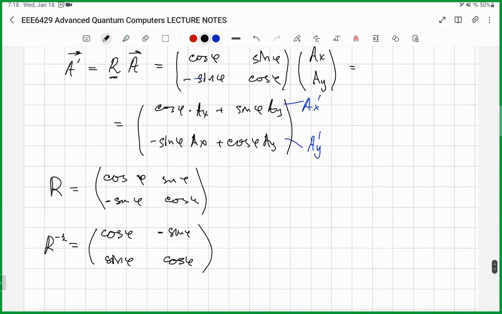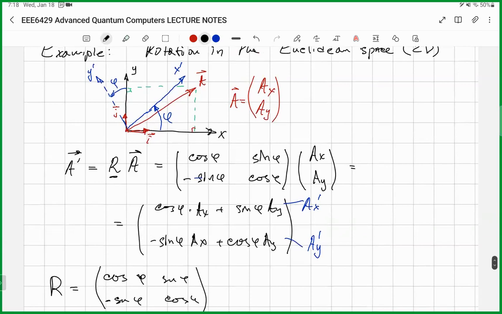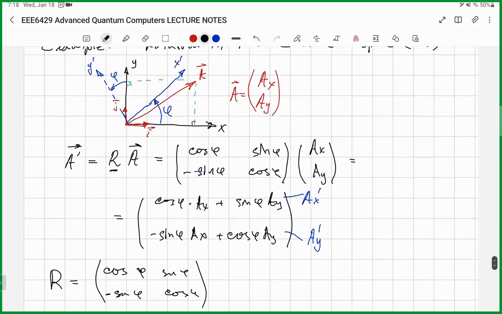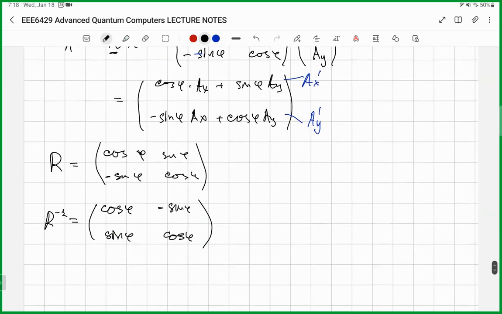And this matrix, of course, doesn't change the length of the vector, right? Because this is just rotation of the coordinate system. It doesn't change the vector itself. And of course, it doesn't change the scalar product of two vectors, right? It's very easy to see. And so the idea is that this matrix is probably unitary. This matrix R is a unitary matrix. And let's actually check that.